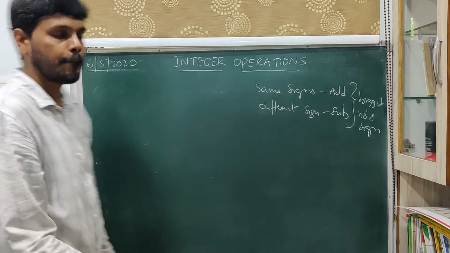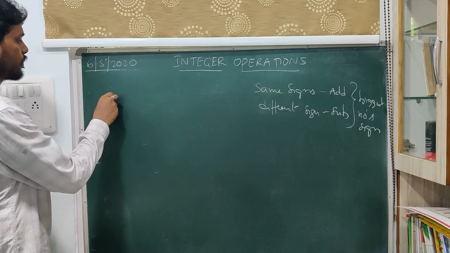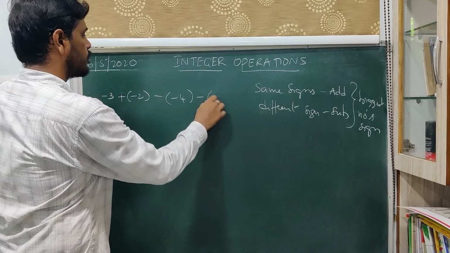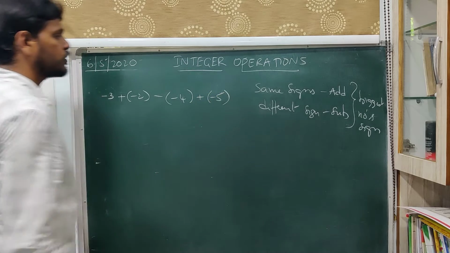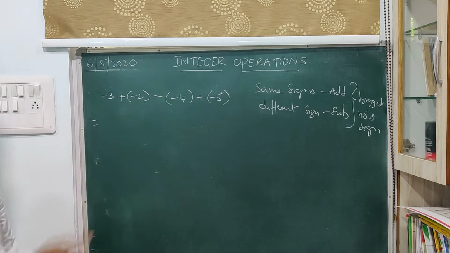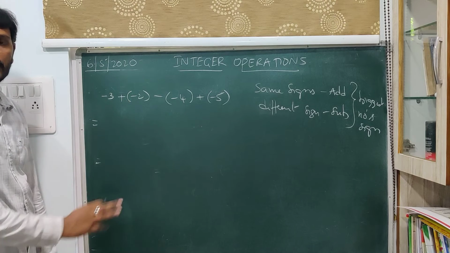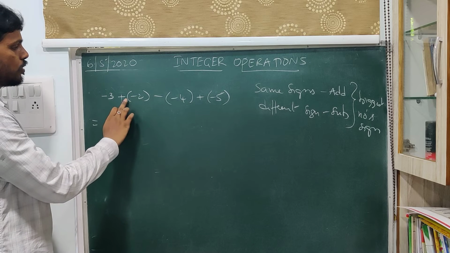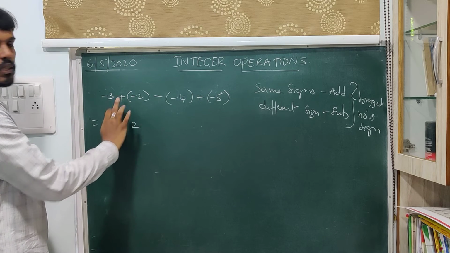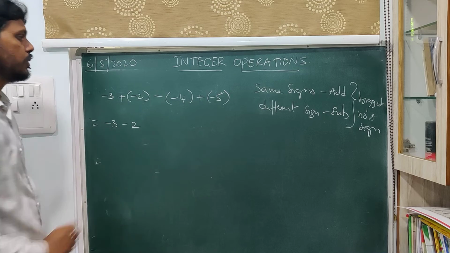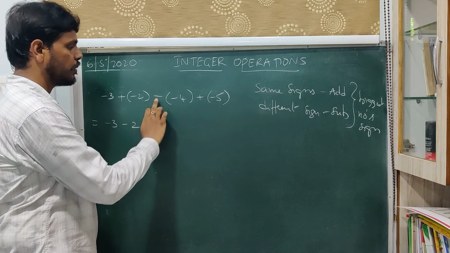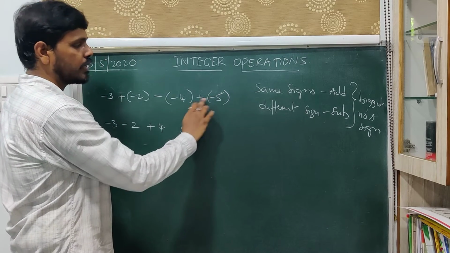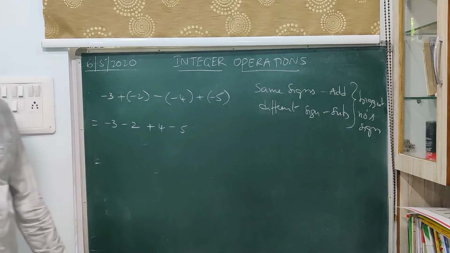So we will go with one more example. Suppose this is the question. First remove the brackets. The bracket indicates multiplication, so we will go with the multiplication rules. So minus 3 plus, in fact 1 into 2 is 2. You are multiplying numbers of different signs, you will get a negative number. 1 into 4 is 4. You are multiplying numbers of same signs, you will get a positive number. 1 into 5 is 5. You are multiplying numbers of different signs, so you will get a negative number.